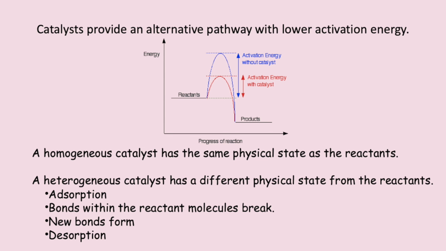The reactant molecules form weak bonds with the catalyst surface. This is called adsorption. Bonds within the reactant molecules break. New bonds form between the reactants. The product is released and leaves the catalyst surface. This is known as desorption.